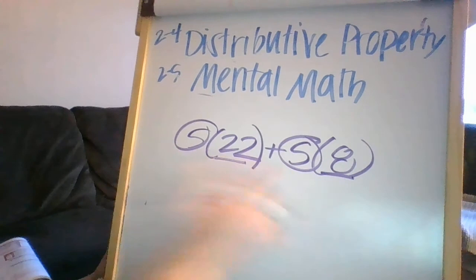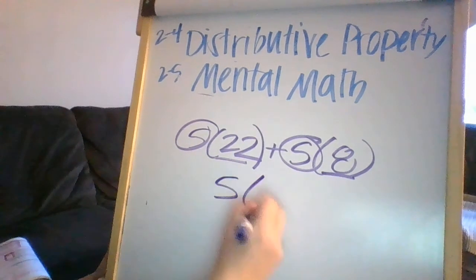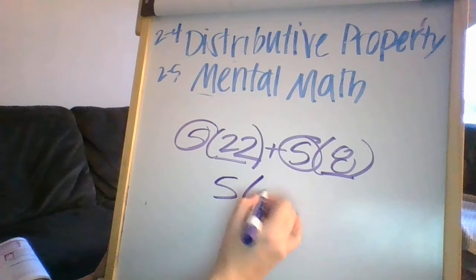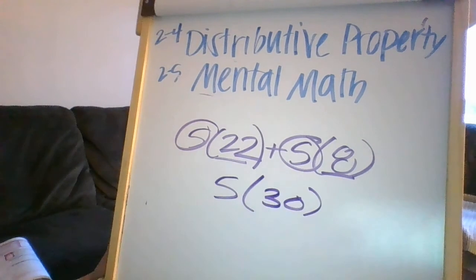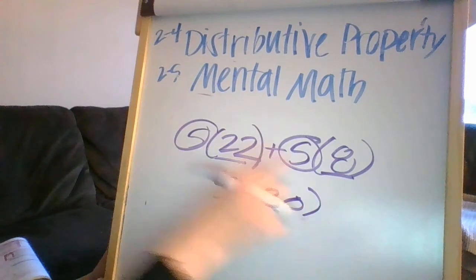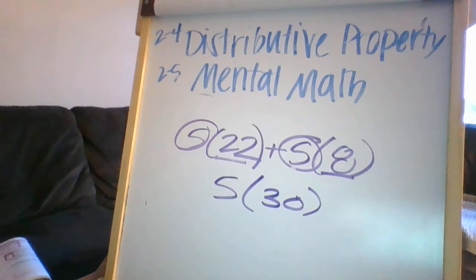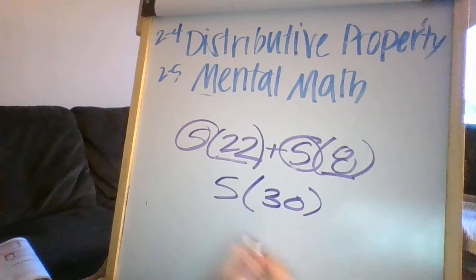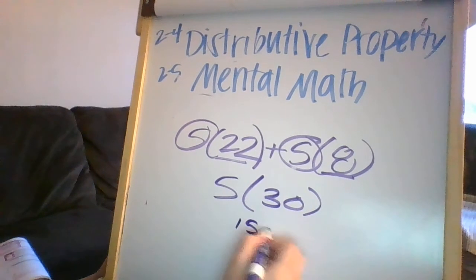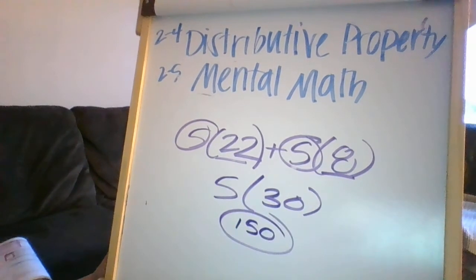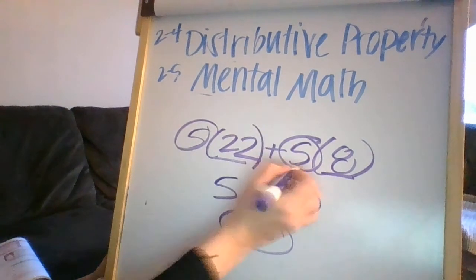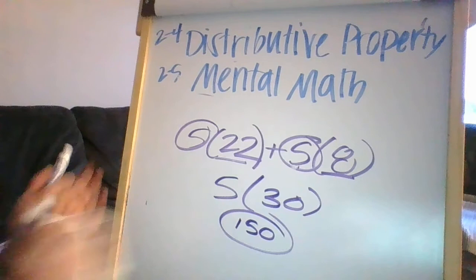But the fact that we have 2 5s on the outside, that 5 can stay on the outside, and now our inside number is going to be 30. We're combining our 5s, and then we're combining our parentheses. So now we have 5 times 30. Easy to do. 5 times 3 is 15. Add our 0. So that one is going to be 150. Remember, it only works if we have that same number on the outside.